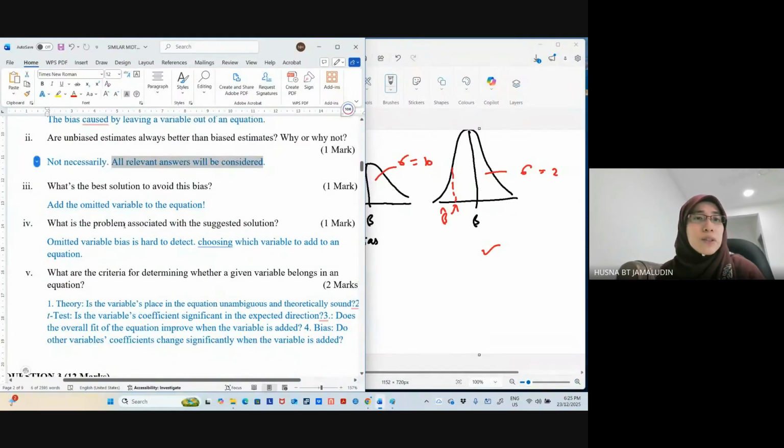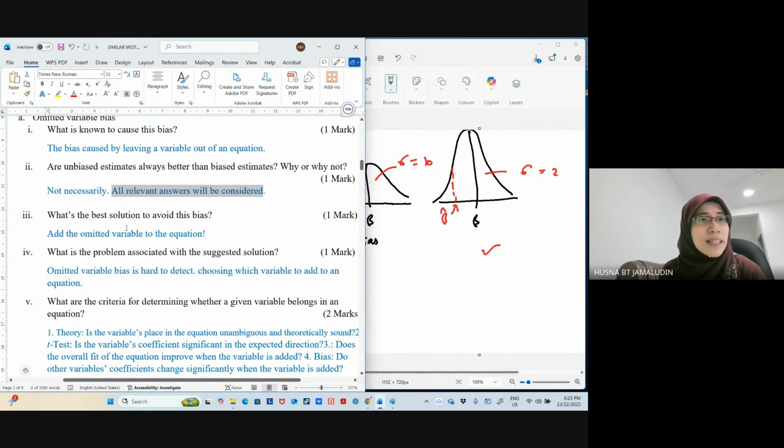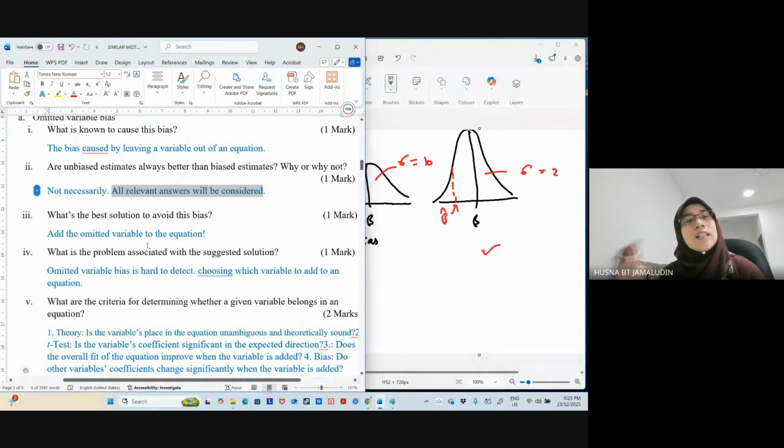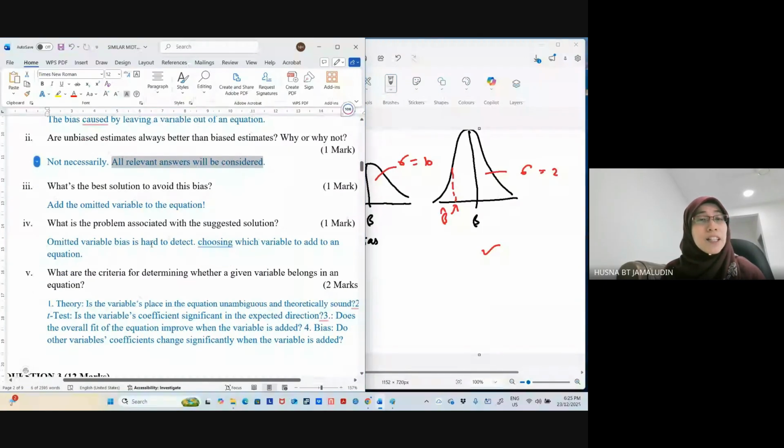What's the best solution to avoid this bias? What bias is that? Omitted variable bias. If you omit the relevant variable, the solution is to add the omitted one to your equation. Simple. So normally the second question is very straightforward, and the mark is also not so much.